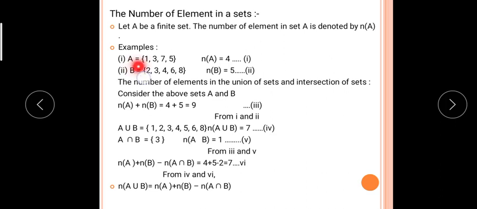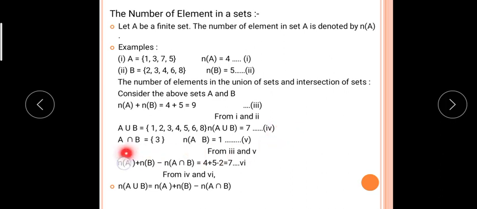Now see here, set A has 1, 3, 7, 5, B has 2, 3, 4, 6, 8. This 3 is repeated in both, so we have to take it here only once, and therefore A union B is equal to {1, 2, 3, 4, 5, 6, 7, 8}. Now how many elements are there in A union B? Count it. 1, 2, 3, 4, 5, 6 and 7, therefore n(A union B) is equal to 7. So write this as equation number 4.